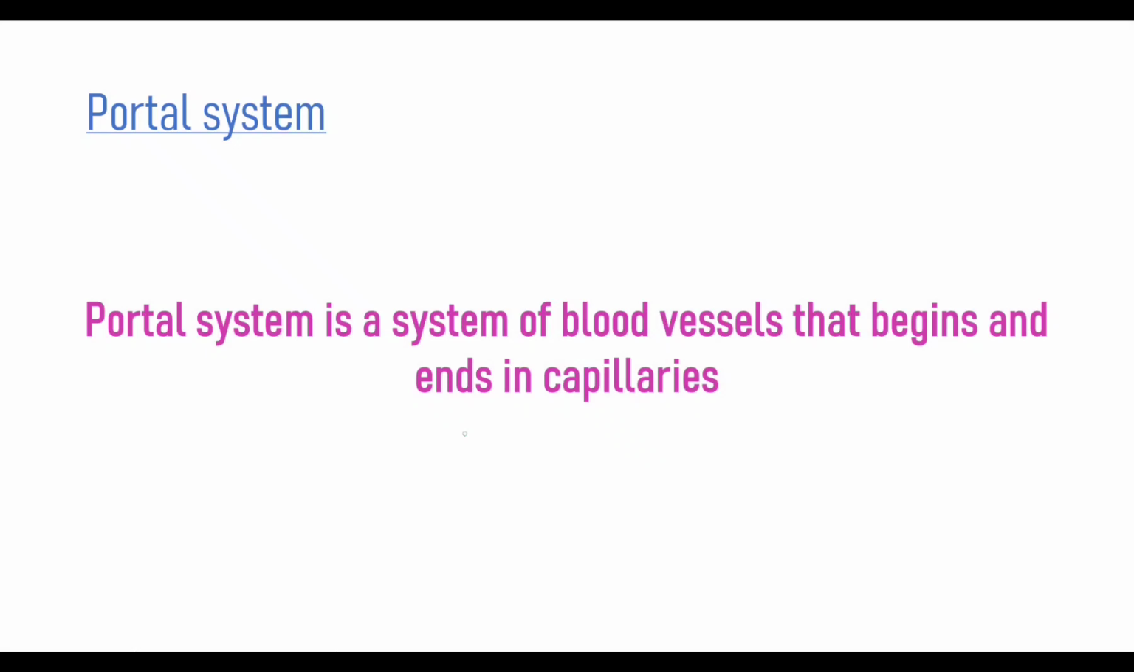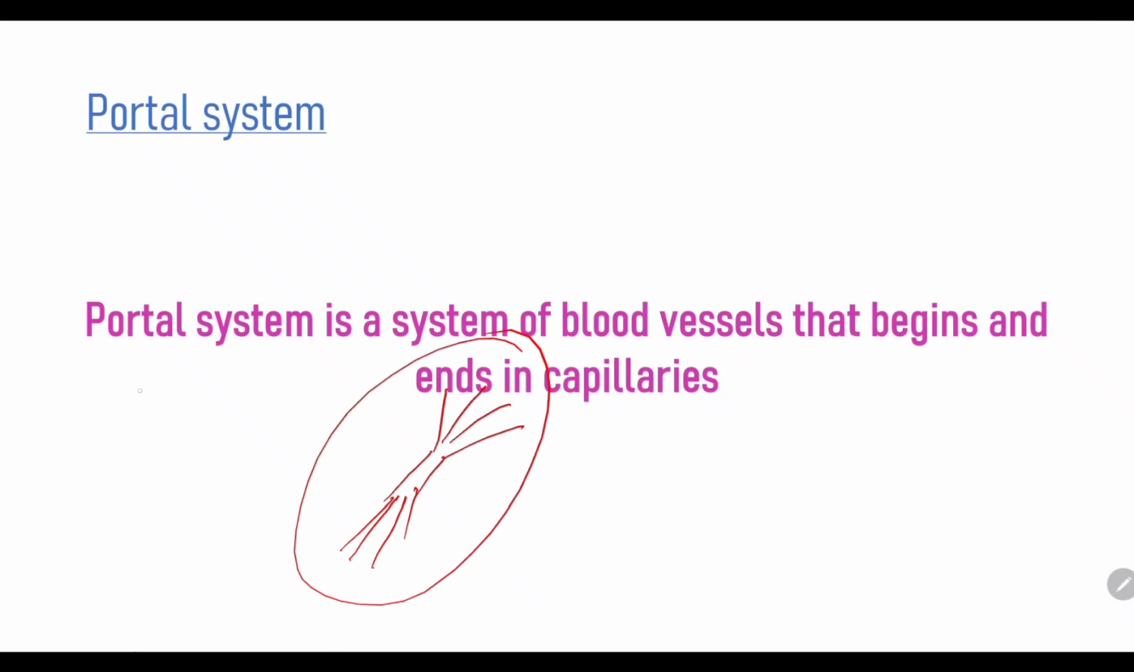Today let us learn the formation and relations of portal vein. Before that, let us see what we mean by portal system. Portal system means a system of blood vessels that begins and ends in capillaries. The system which begins as capillaries and ends as capillaries is known as the portal system. There are various portal systems in the body. Today, let us see the portal system in the abdominal cavity.